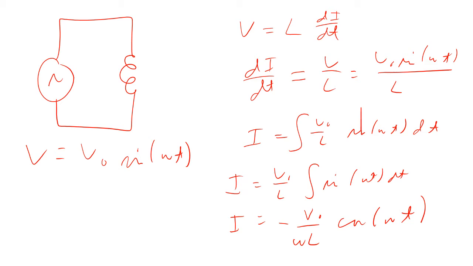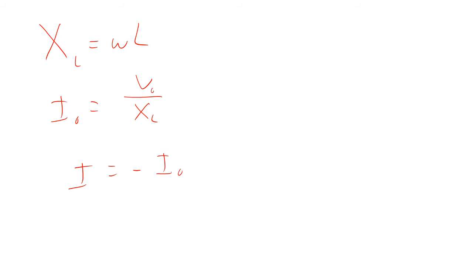Now, you remember that when we had a resistor, the current in the resistor is V over R. Well, this is not quite R right here. So instead, we define something called reactance, XL equals omega L. So then we can say that I naught is V over XL. And so that means that I equals minus I naught cosine omega t.